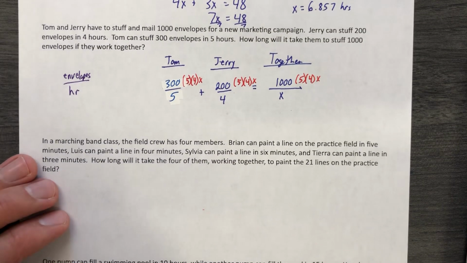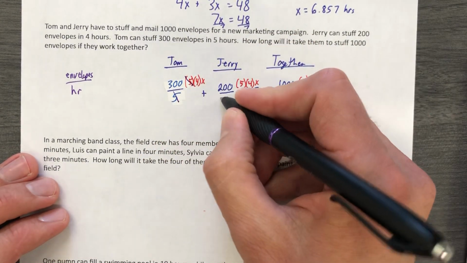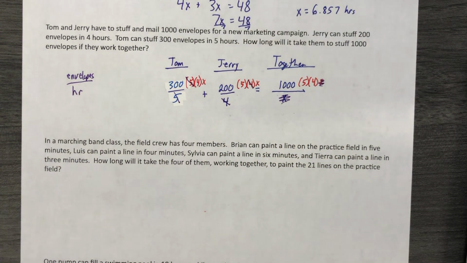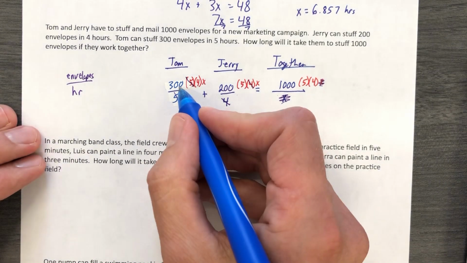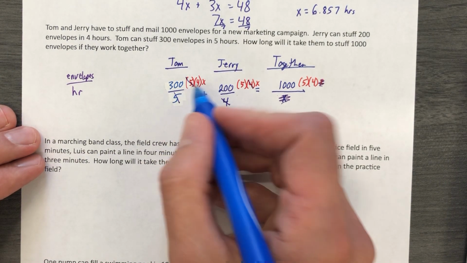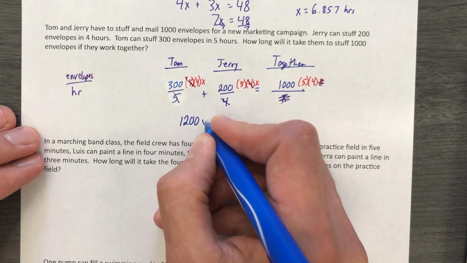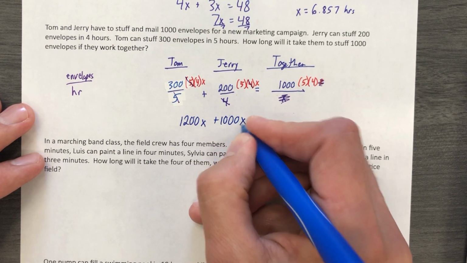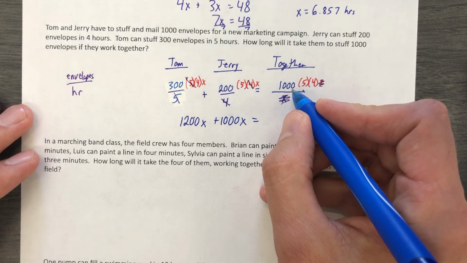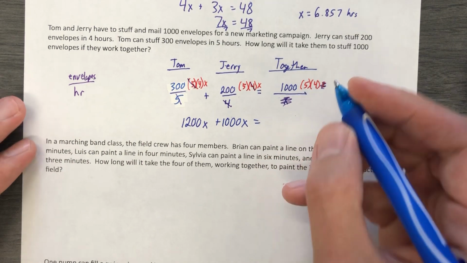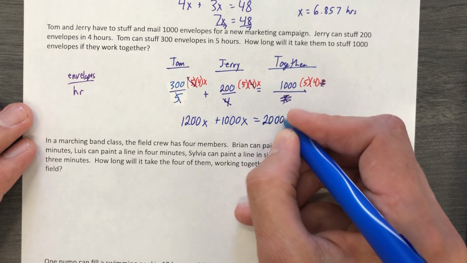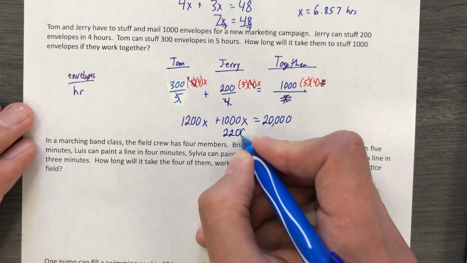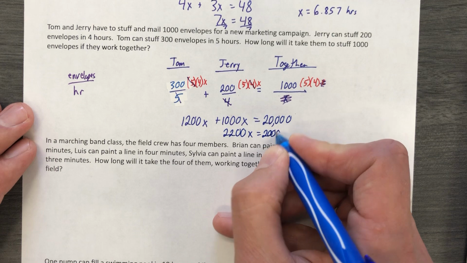So let's start canceling. Cancel this 5 with this 5, this 4 with this 4, and this X with this X. And that's going to leave me with 300 times 4 times X. 300 times 4 is 1,200. 200 times 5, that's 1,000 X. And then 1,000 times 5 times 4, well, that's 20 times 1,000, so 20,000. Wow, that's big. Okay, so 2,200 X equals 20,000.